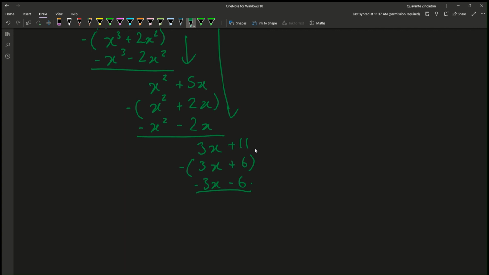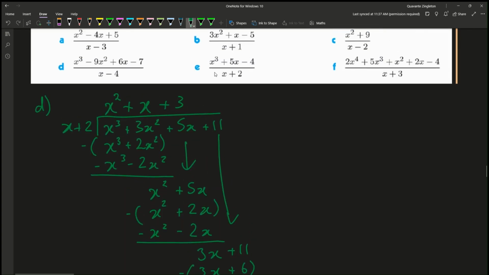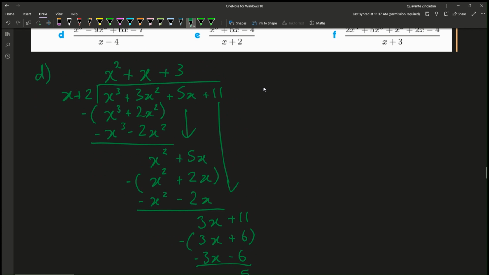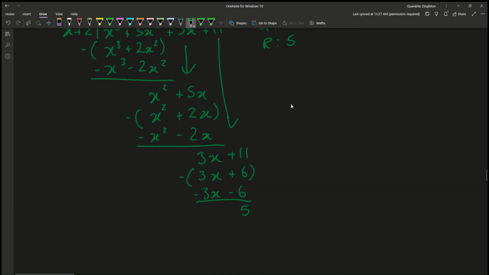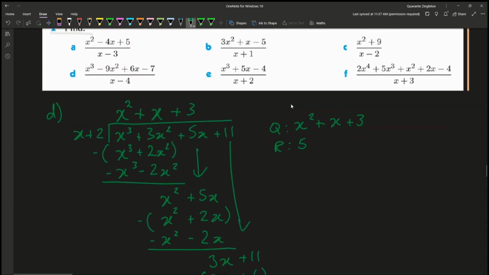And I do these two, and I just subtract those two. So 3x minus 3x just cancels out, and then 11 minus 6 is just 5. Yeah. So our quotient is x squared plus x plus 3. And we have a remainder of 5. Okay. So that's just quotient and remainder.